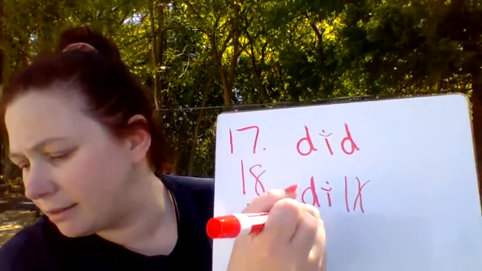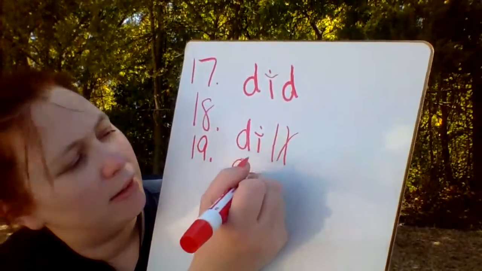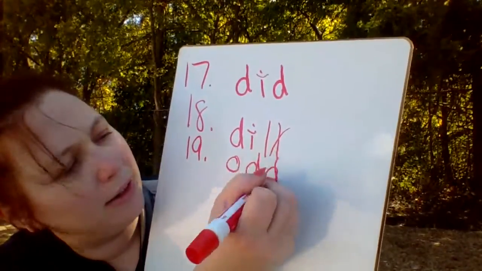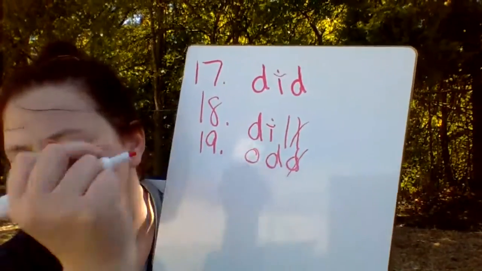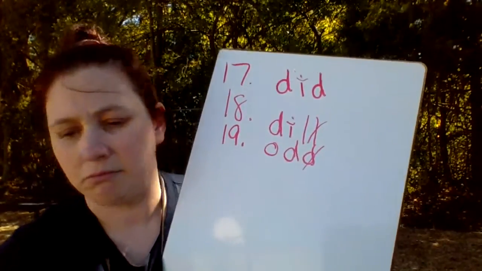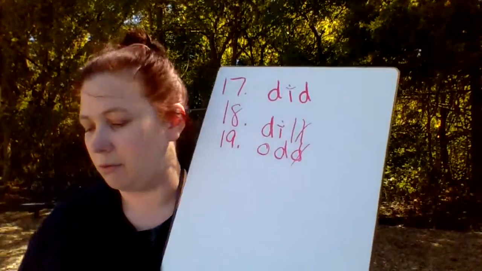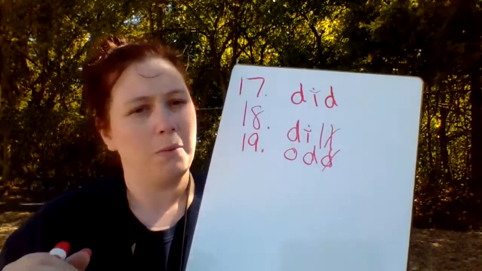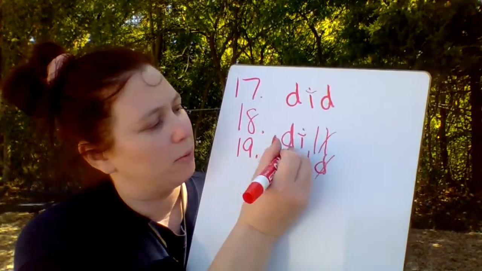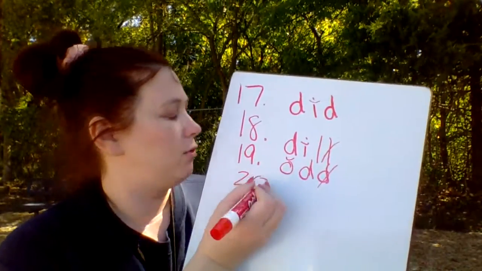Number 19. Odd. Again, double consonant. O, D, D. So we're going to cross off that second one. And then we have vowel consonant, so it gets a breve. O, D. Odd. Number 20.